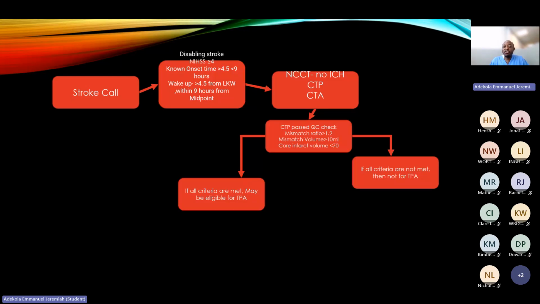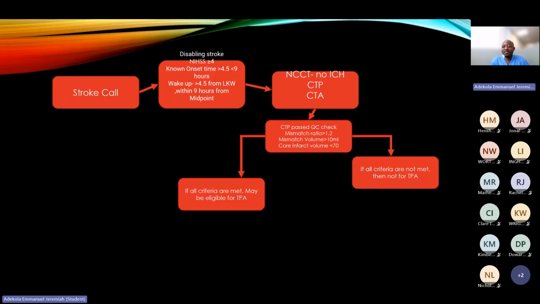And then once the CT perfusion is done with the CT head, we have to review the whole images. Then looking at the thrombolysis decision, we check the CT head, no bleed. CTP, first check the curve. If quality check is fine, then go ahead to check the mismatch ratio. If it's more than 2, mismatch volume more than 10 mL, and core infarct less than 70, then the patient should be eligible for thrombolysis. If the criteria are not met, this patient will not be eligible for thrombolysis.